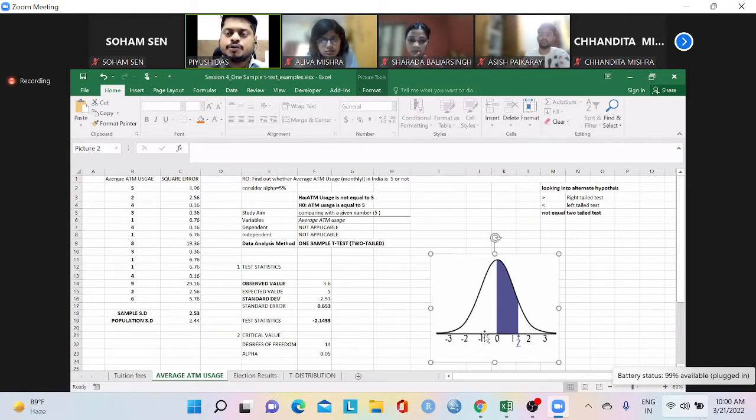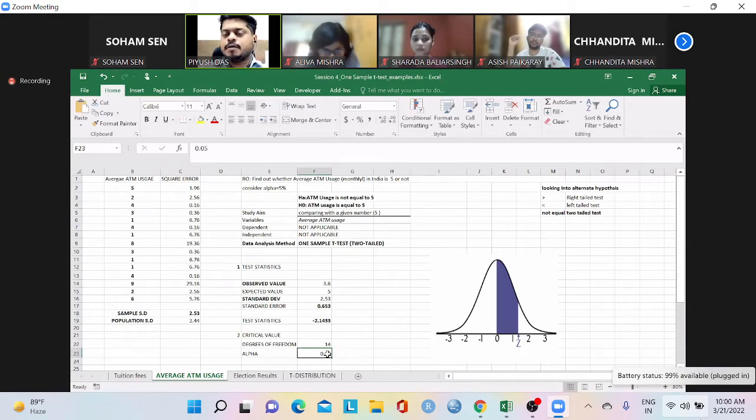But now what am I trying to prove? I'm trying to prove it is not equal to 5. So I can be wrong also, right? Actually it is 5, but I'm proving that it is not equal to 5. So my error of saying that it is not equal to 5 can be of two types. I'm telling it is greater than 5 or it is less than 5. That is where, when you go and find the critical value, right?